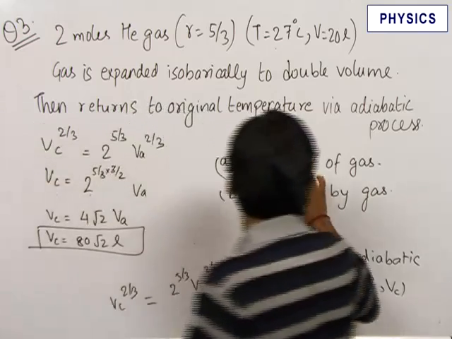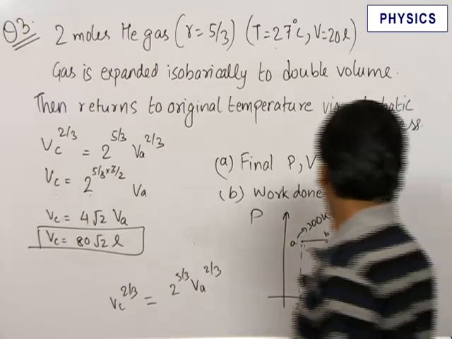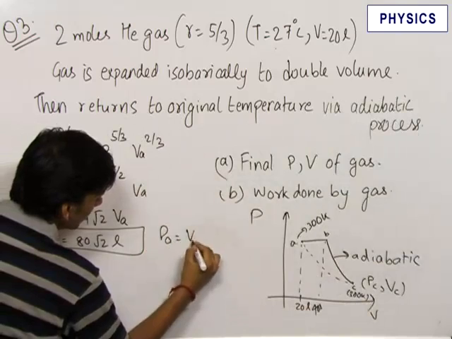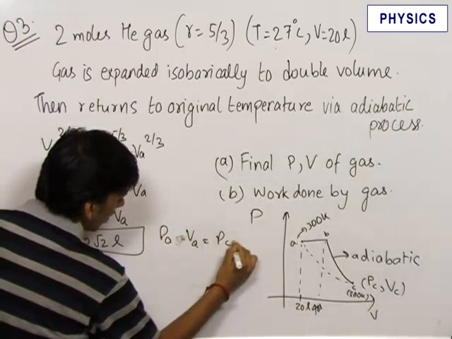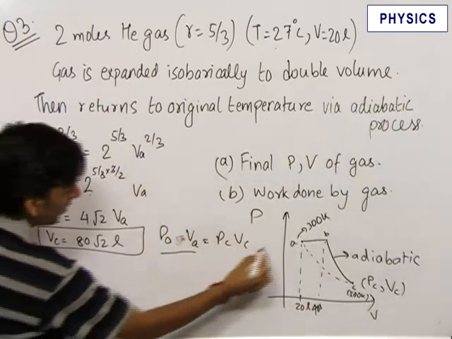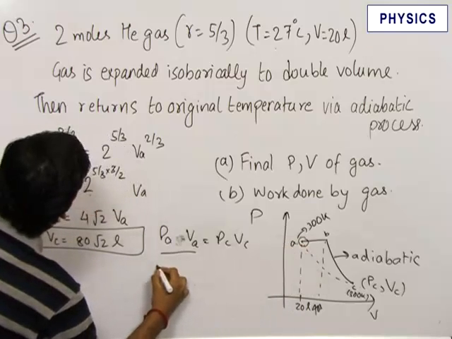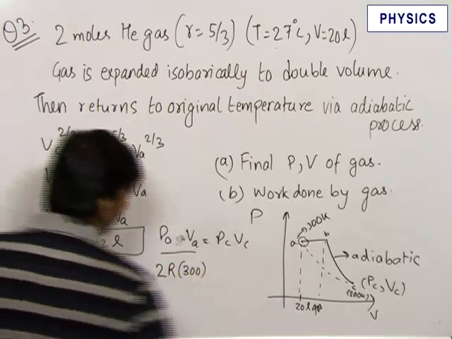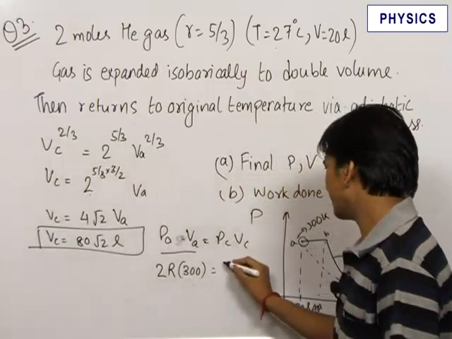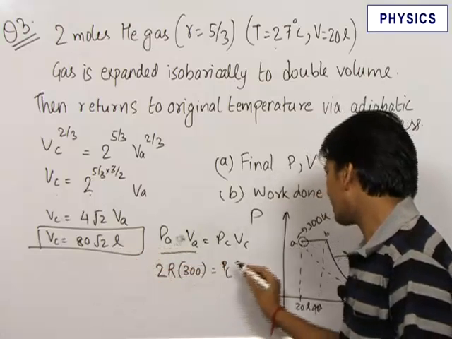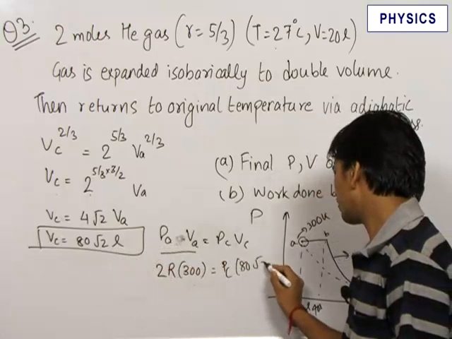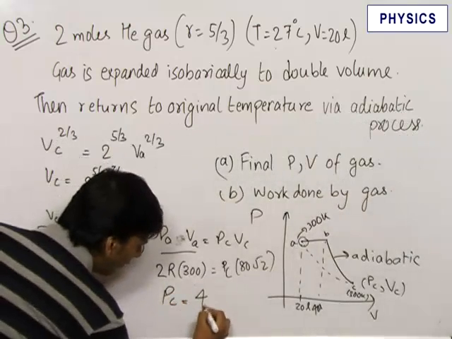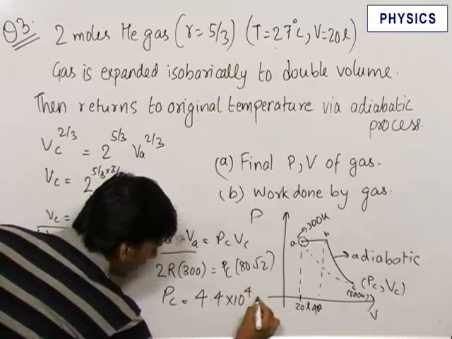So now the second part left is to find out PC, that is the pressure at the point C. This is pretty simple. We can write PAVA is equal to PCVC. PAVA can be written as nRTA. Number of moles is given 2 into R into temperature at A, that is 300. This is equal to PC into VC. The value of VC is given here, 80 root 2. On solving this, we get the value of pressure PC to be equal to 4.4 into 10 raised by 4 pascals.